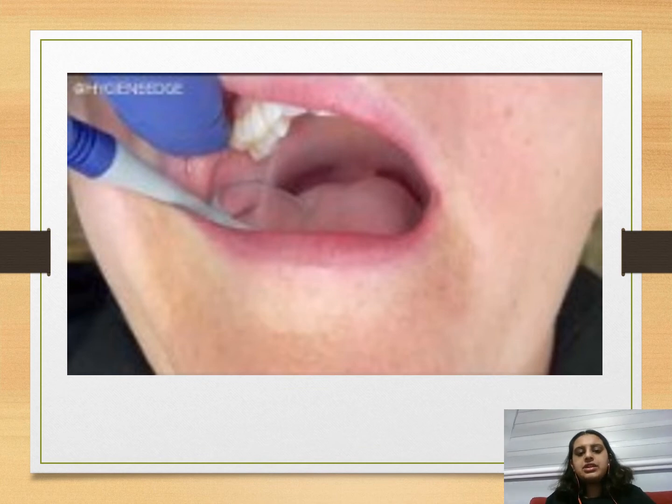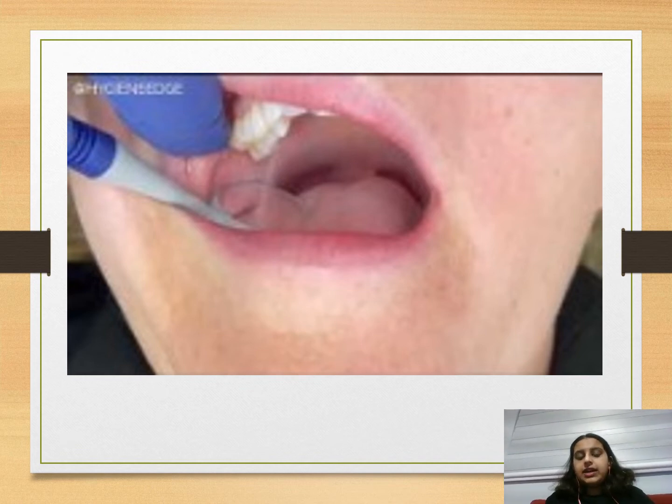Now they're checking the oropharyngeal areas, checking the uvula, checking the hard palate, things like that, seeing if there's any burn marks, bite marks, things like that. They're canker sores at the end of the day.